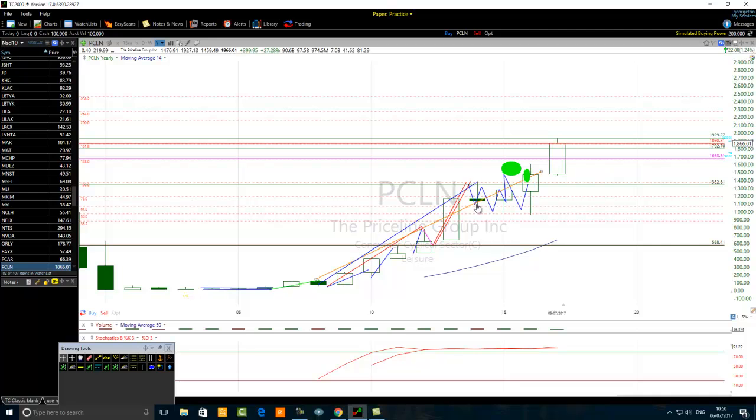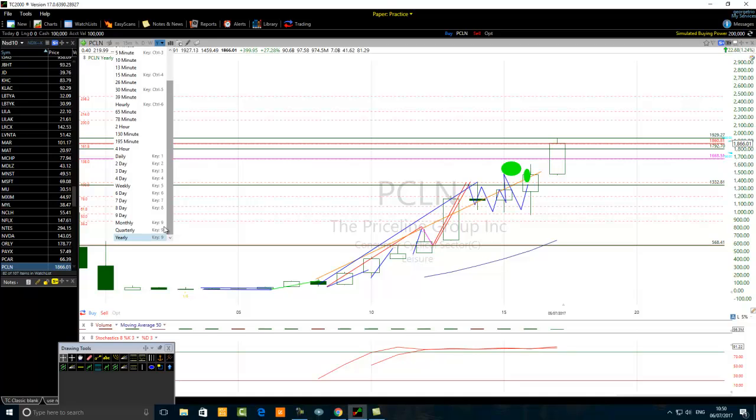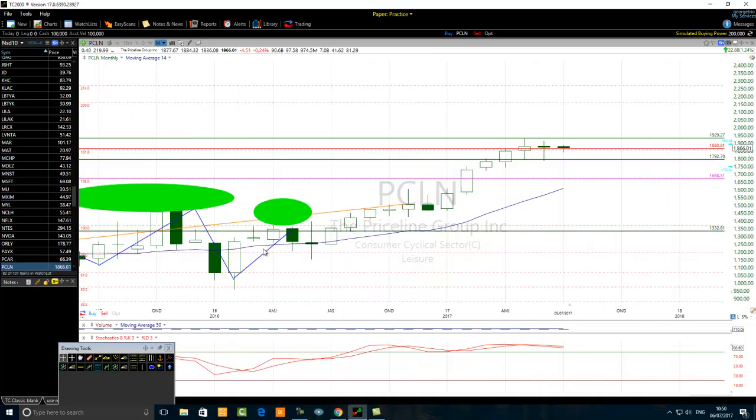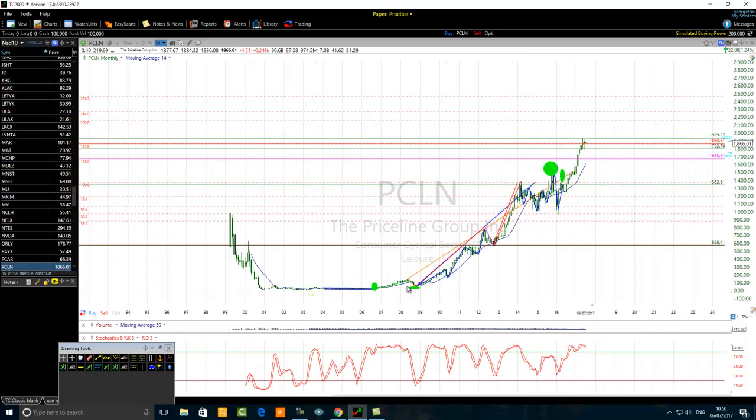So for the flat correction, if I go back now to the monthly chart, you will see clearly what I'm talking about here on the yearly chart. Let's go back to the monthly chart. So we'll say this is the first wave of a higher degree. This is the second wave of the higher degree. And this is the third wave of the higher degree.